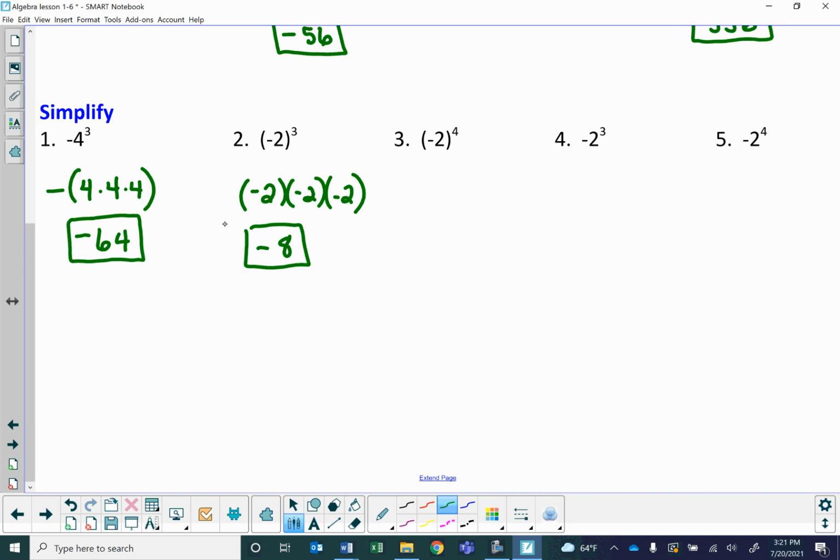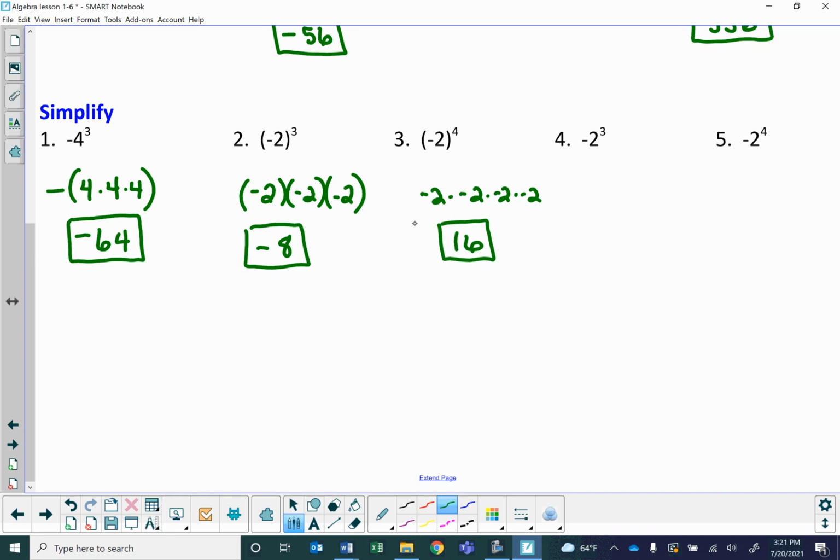Okay. It becomes critical because if you notice, negative 2 to the third, negative 2 to the fourth. Problem number 3 says negative 2 to the fourth, which basically means negative 2 times negative 2 times negative 2 times negative 2. I now have 4 negative signs, which means my answer is now going to be positive instead of negative. 2 times 2 is 4, 4 times 2 is 8, 8 times 2 is 16, so my answer is going to be 16.